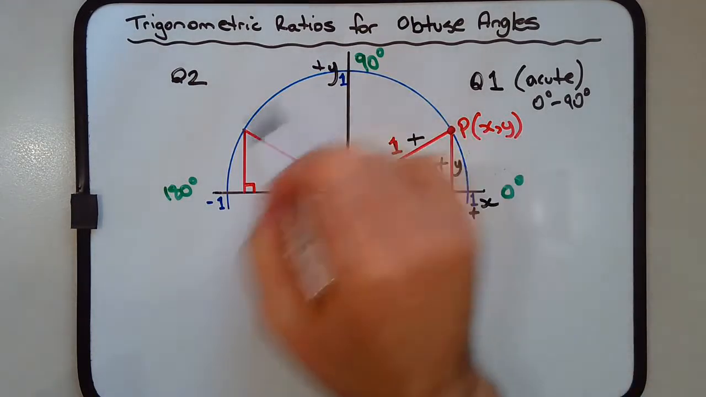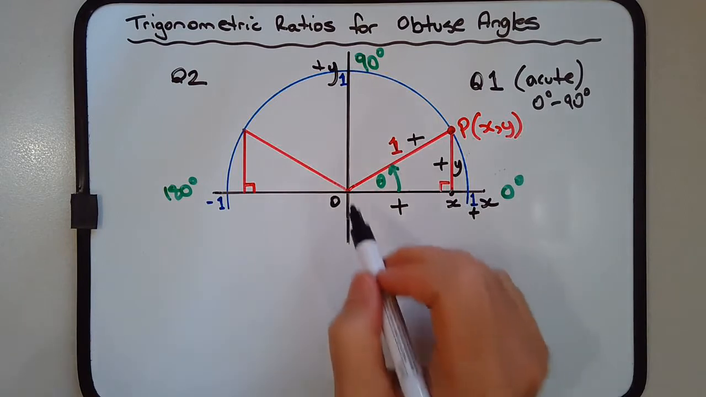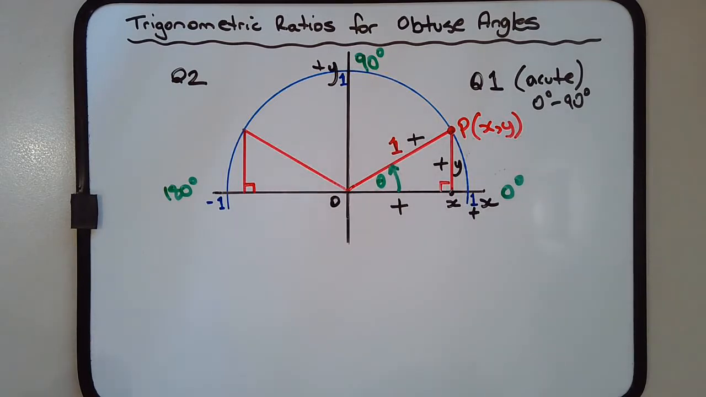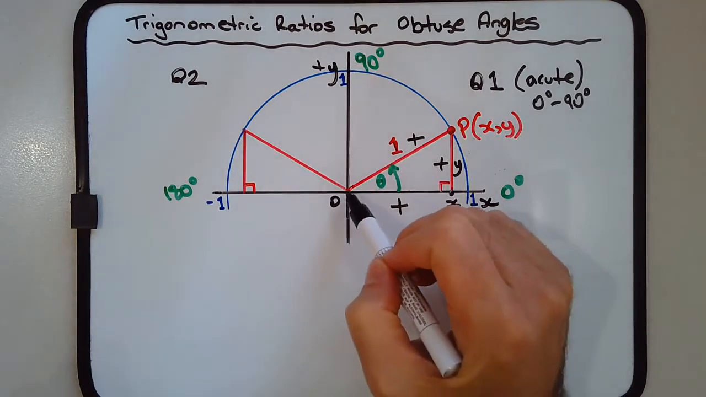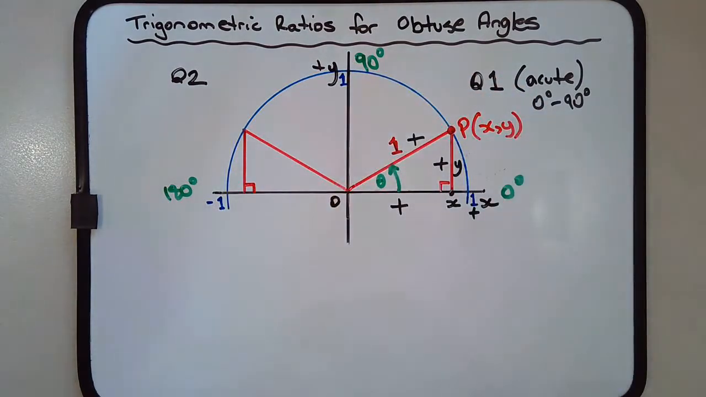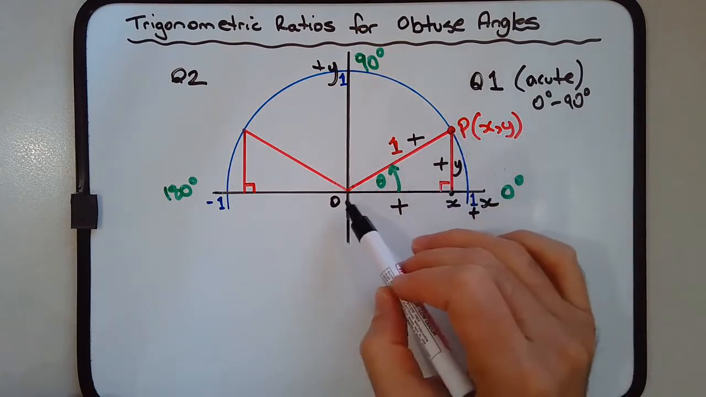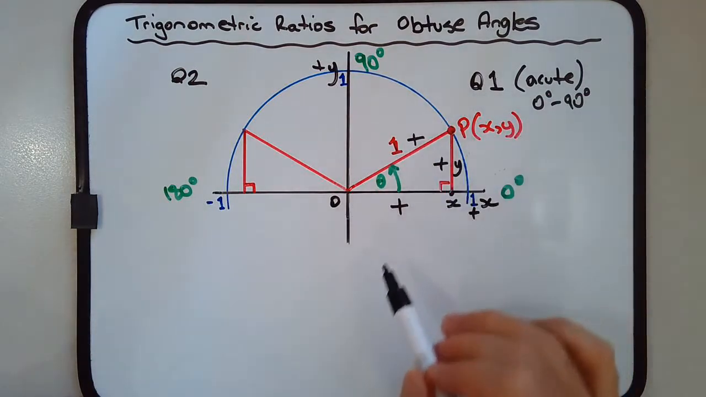Now I've drawn in part of a unit circle. It's a unit circle because it has a radius of 1 and it's centered on the origin. So in other words, any line drawn from the origin to anywhere on the circumference of this circle will have a length of 1. That's its radius. That means then that I could draw a radius and then complete a right angle triangle.